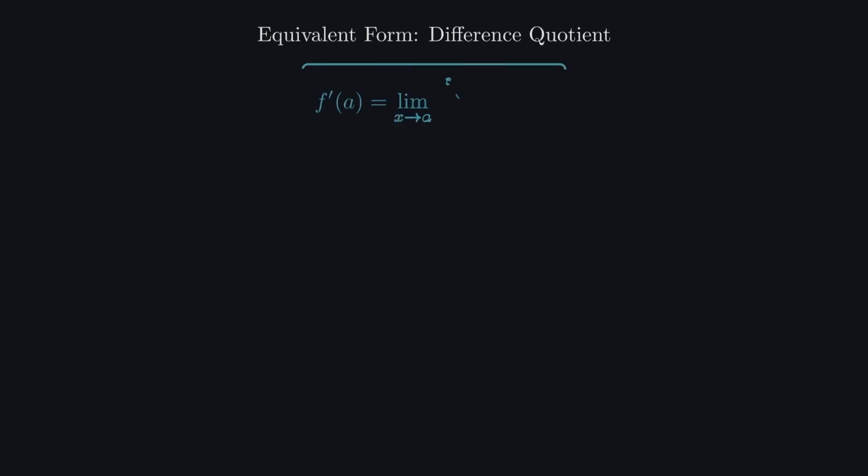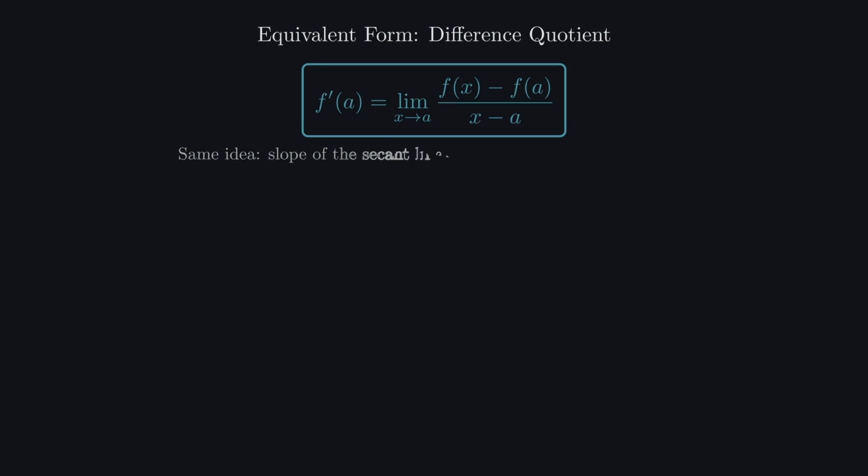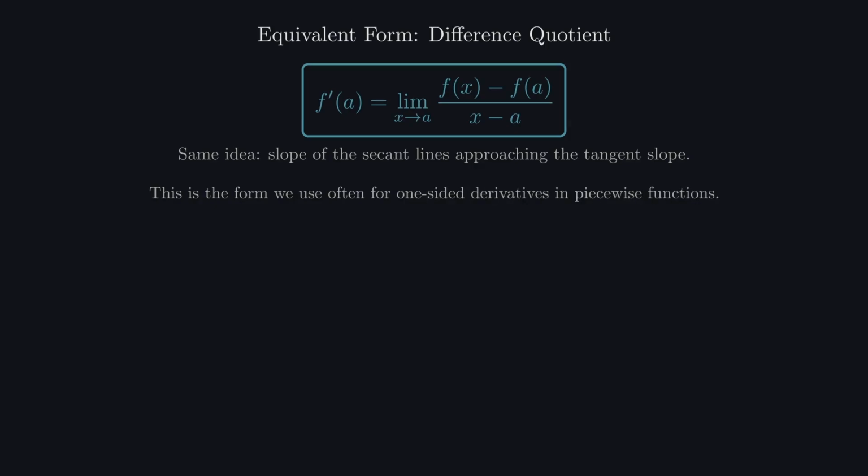We can also write the derivative as the limit of the difference quotient: f prime of a equals the limit as x approaches a of f of x minus f of a all over x minus a. This is the same idea, the slope of the secant lines approaching the tangent slope, and it's the form we'll use for one-sided derivatives in piecewise functions.